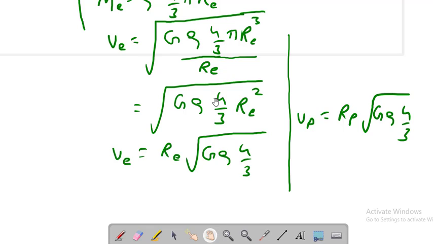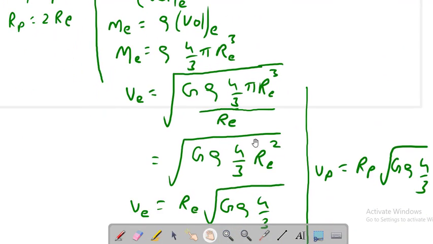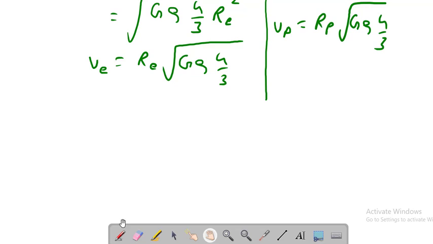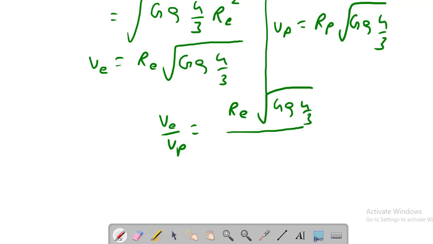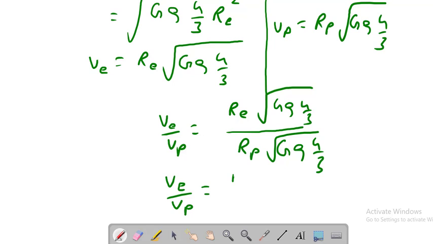Now, because we are given VE upon VP, we just take the ratio of this. So VE upon VP becomes RE, and the term inside the square root sign will of course get cancelled out, and here we have RP under root G rho 4 by 3. So this will get cancelled out. So VE upon VP is equal to RE upon RP.